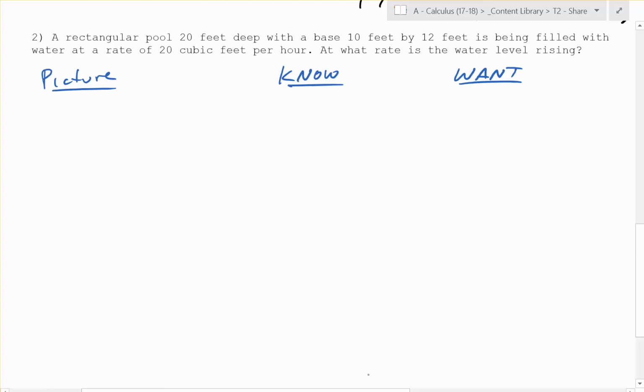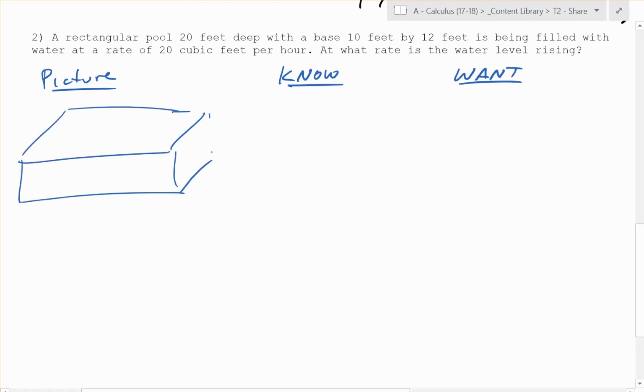A rectangular pool 20 feet deep with a base 10 feet by 12 feet is being filled with water at a rate of 20 cubic feet per hour. So what do we have here? We have this pool. It's rectangular, and it tells us that it's 20 feet deep, with a base that is 10 feet by 12 feet.